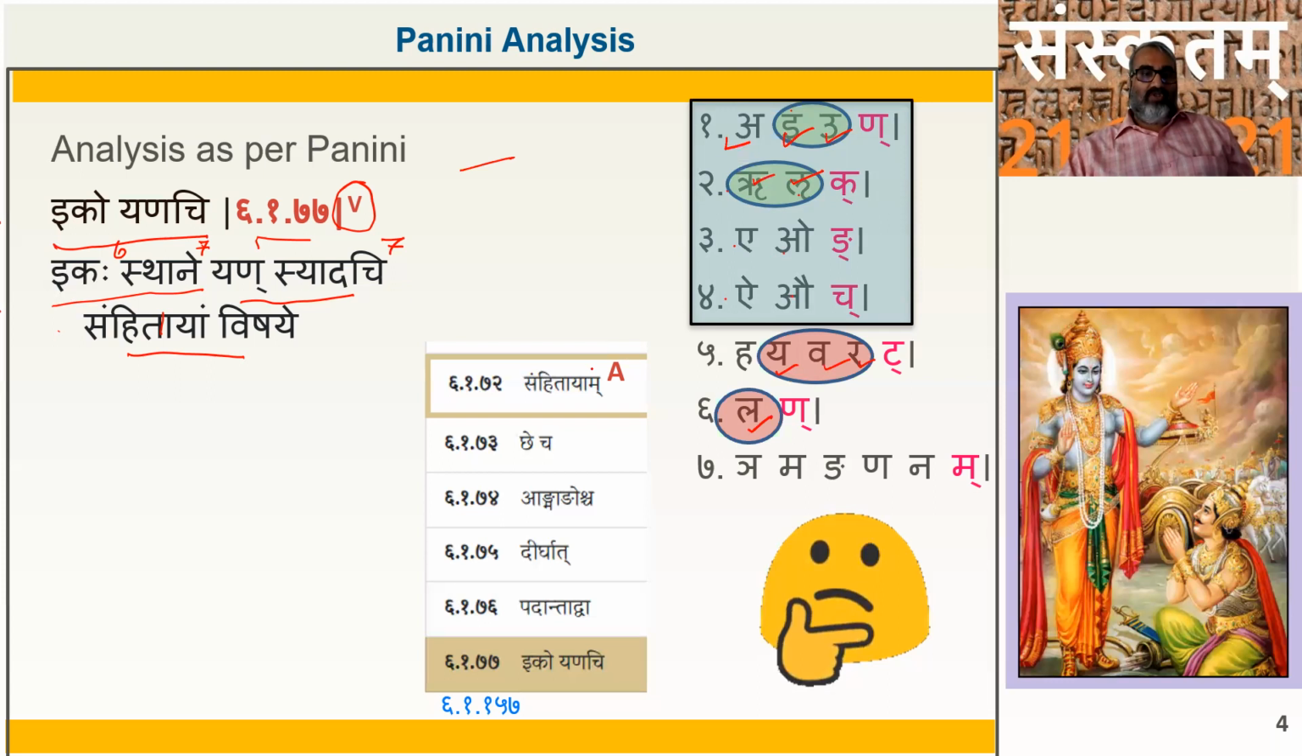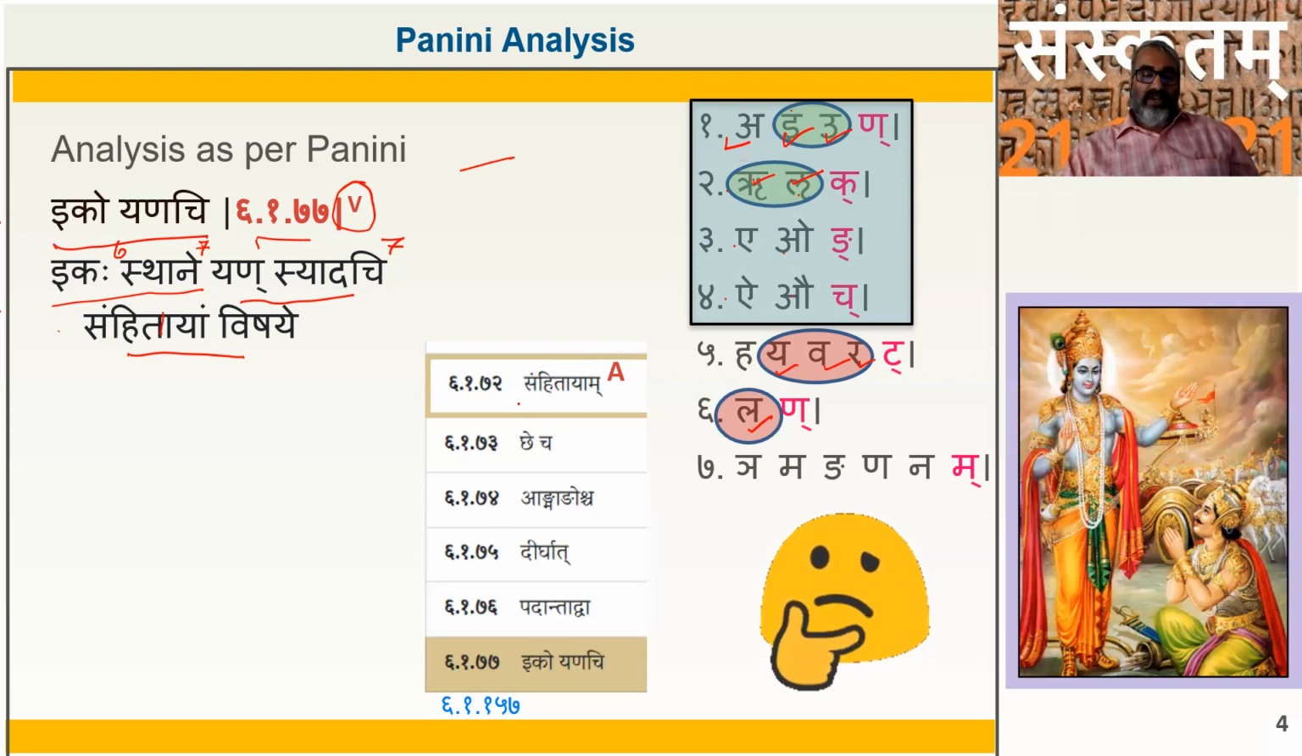Then we have what is called Samhitayam Vishaye. As I said in my earlier lectures also, brevity is the order of the day. Panini will not repeat anything. So the words Ikahastane Yan Syad Achi come in 6.177 itself. Ikaha is there, Yan is there, Achi is there. Now, where did the word Samhitayam come into the picture? This is where the glory of Panini is.